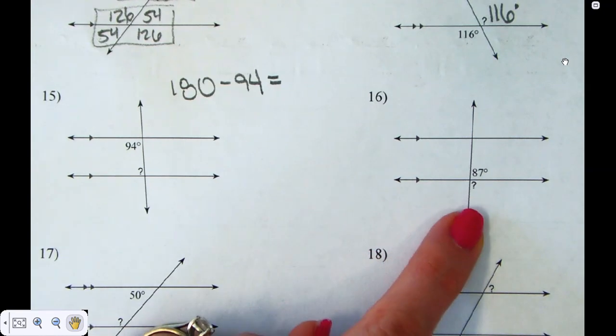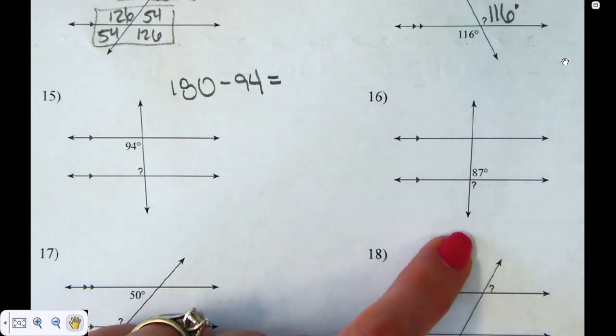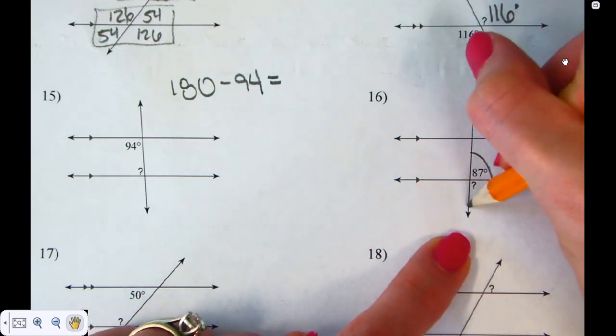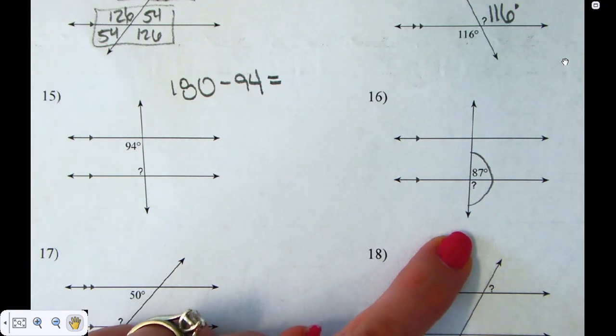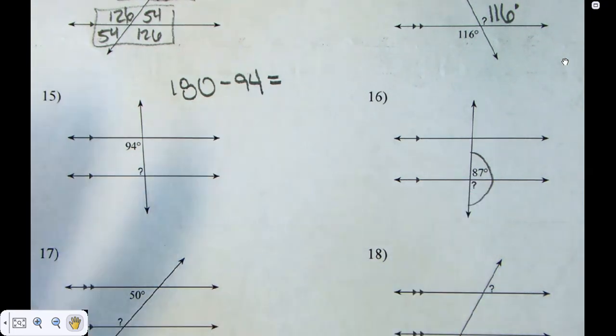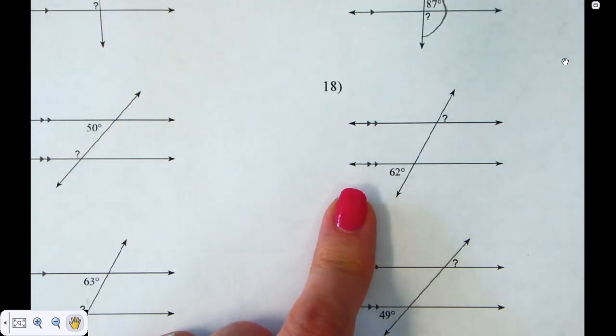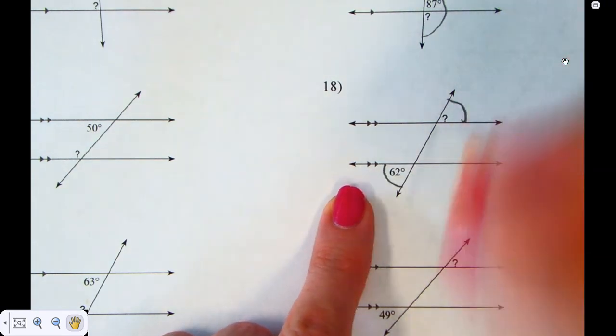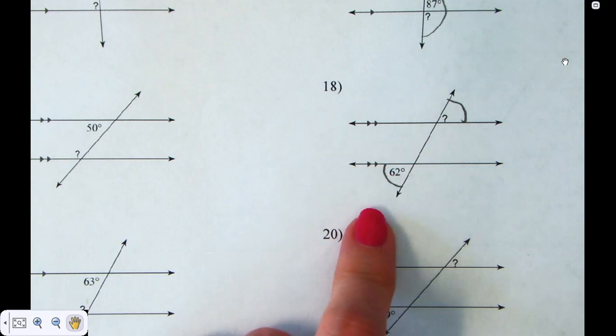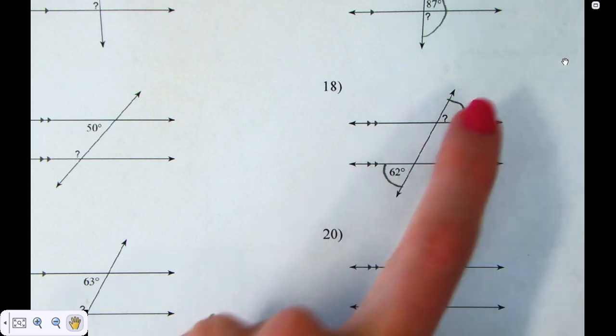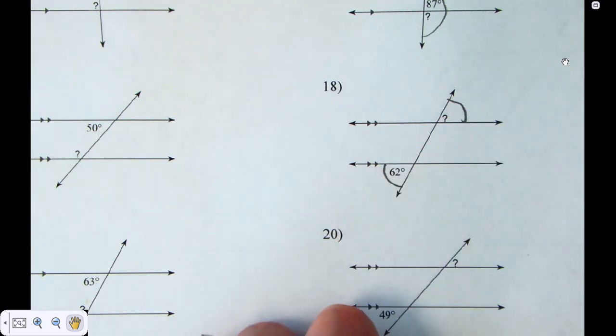Again here, we have 2 angles next to each other. They are adjacent, which means they are going to add up to 180 degrees. We're using subtraction to find that missing piece. Let's see what else we have here. Number 18, I have alternate exterior angles. They're on the outside, and they are on opposite sides of this transversal. I know that those 2 angles are congruent from our notes, so they are going to be the same. This is 62, so our question mark will also be 62.